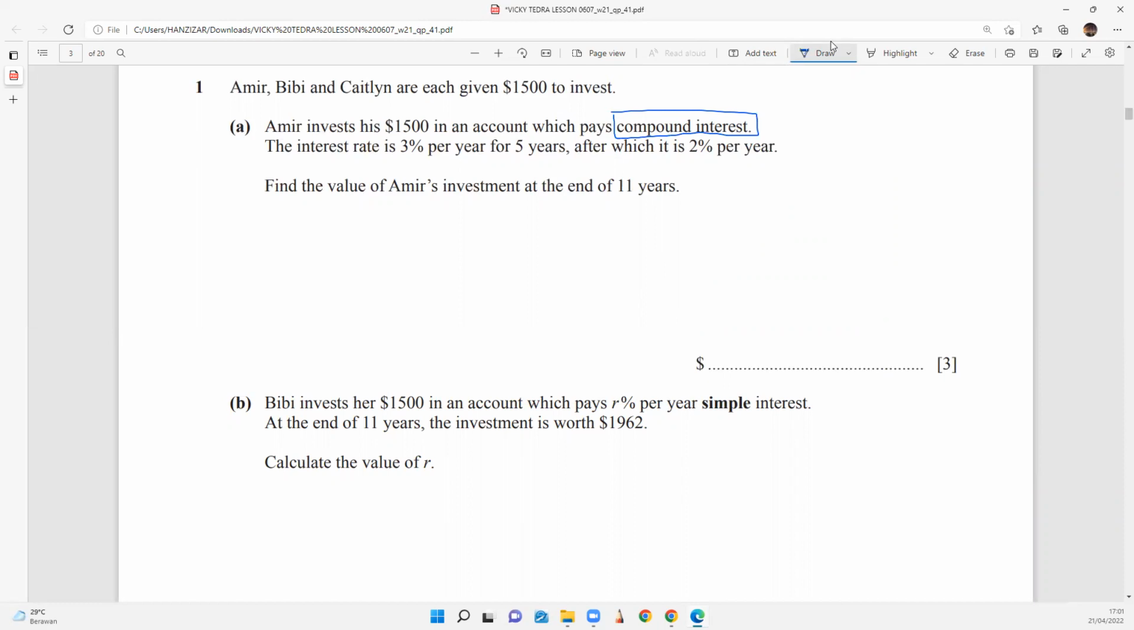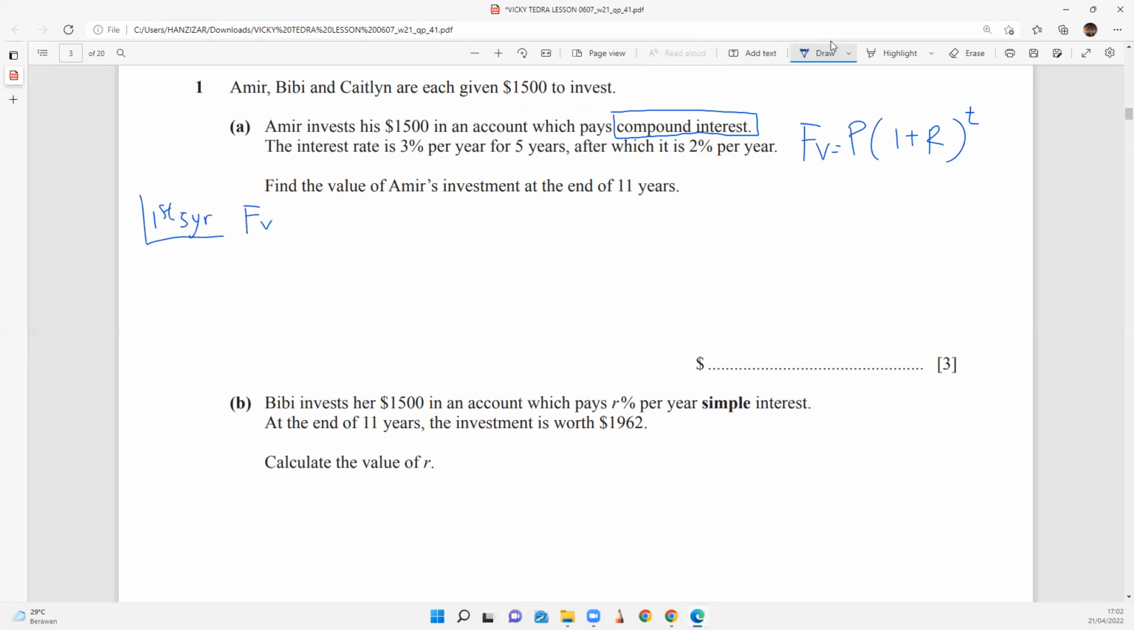The future value is equal to the present value times 1 plus r to the power of the time. Okay, what is r? R is the rate. R is the rate in percent, right? So the future value, you have to calculate it twice. First, for the first 5 years. So VF for the first 5 years.